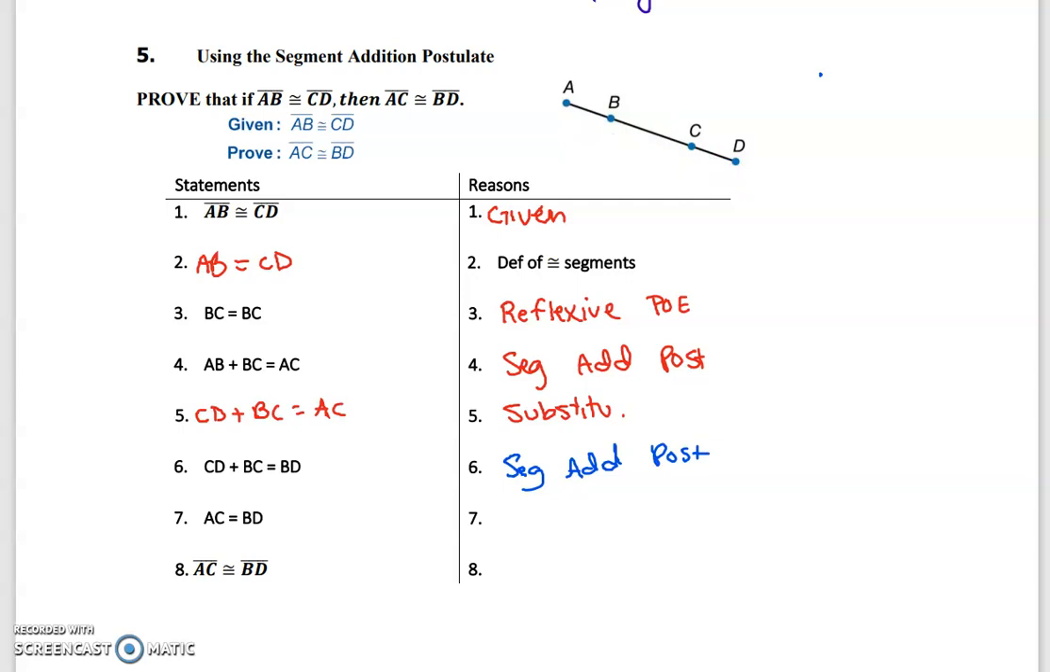So now, hey, these equal the same thing. So they are equal to each other, because basically you could plug this and replace it right here. So that would be substitution. And then equal to congruence, or congruence to equal, is definition of congruent segments.